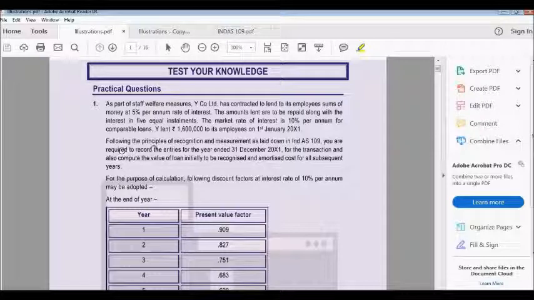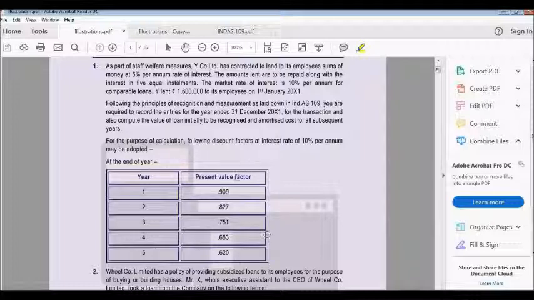Following the principles of recognition and measurement as laid down in Ind AS 109, you are required to record the entries for the year ended 31st December 2001 for the transaction, and also compute the value of the loan initially to be recognized and the amortized cost for all subsequent years. For the purpose of loan calculation, the following discount factor at an interest rate of 10% may be adopted. So here is the discounting factor, the present value factor for 5 periods at the rate of 10%.